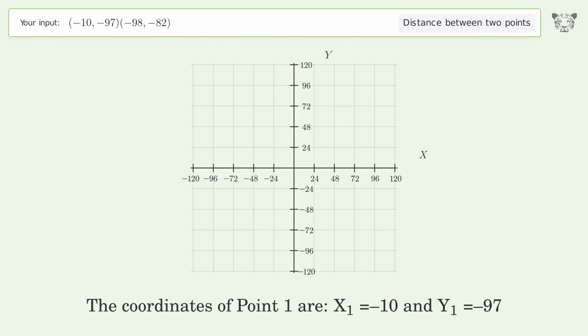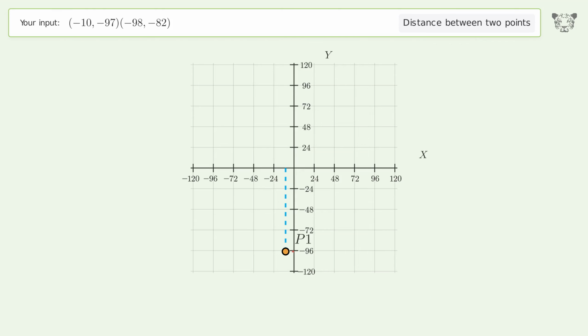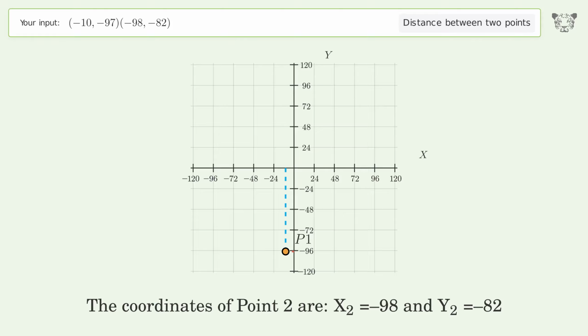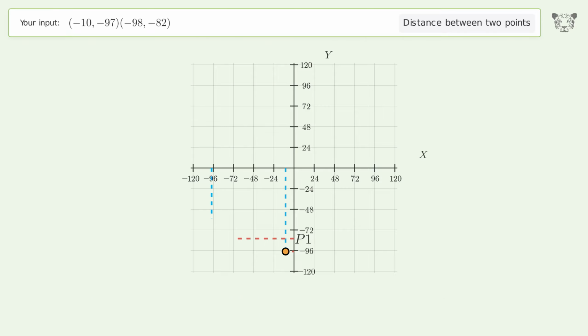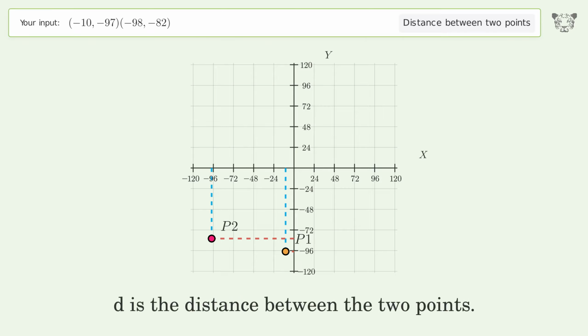The coordinates of point 1 are x1 equals -10 and y1 equals -97. The coordinates of point 2 are x2 equals -98 and y2 equals -82. D is the distance between the 2 points.